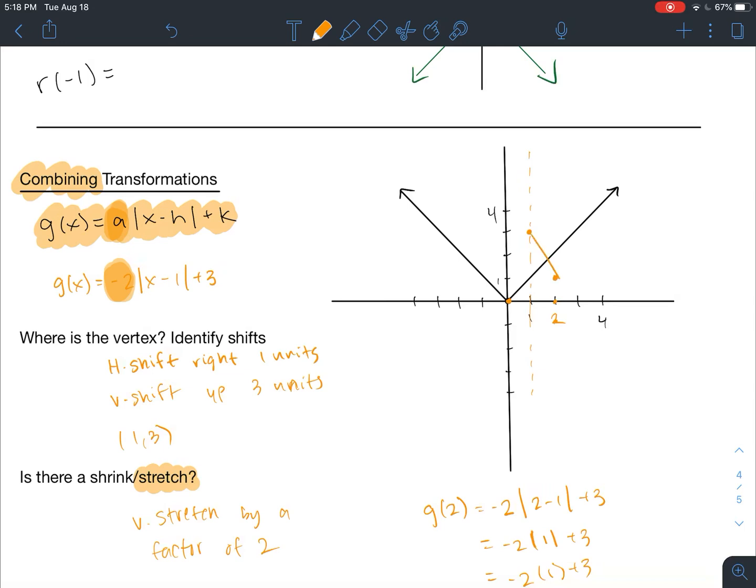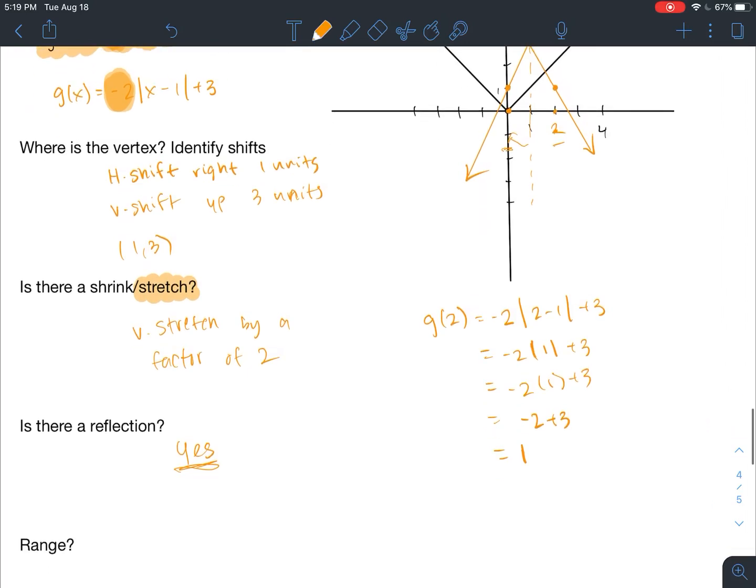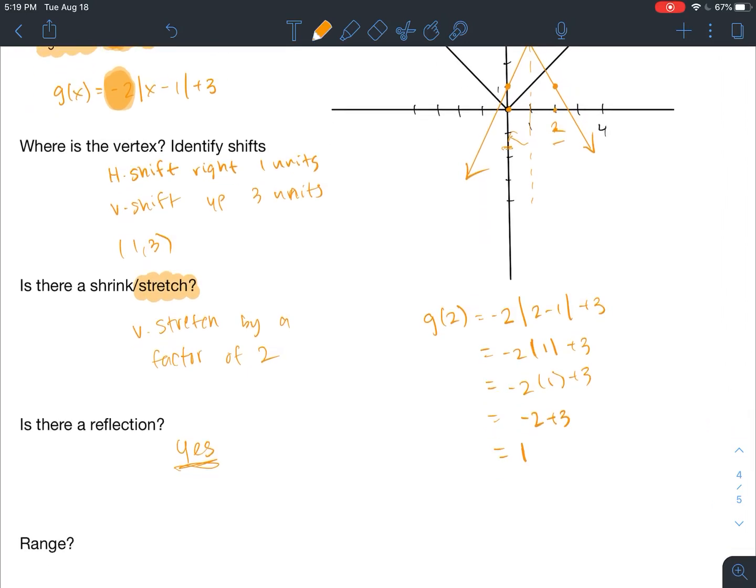Let's go ahead and graph that. And we know that it's symmetrical. So on this side of the line, if we go over 1, our y value was 1. So our y value, 1 unit over this way, will also be 1 because it's symmetrical. And look at that, we have an upside down V-shaped absolute value graph, which confirms that yes, we did have a reflection, right? Because now it's an upside down V. And so now we've covered all the transformations in just one equation.